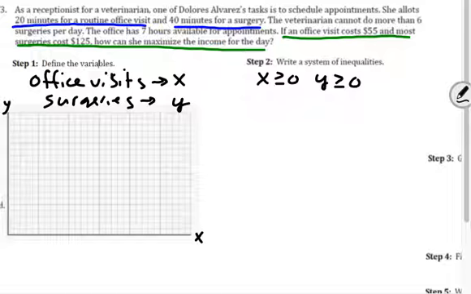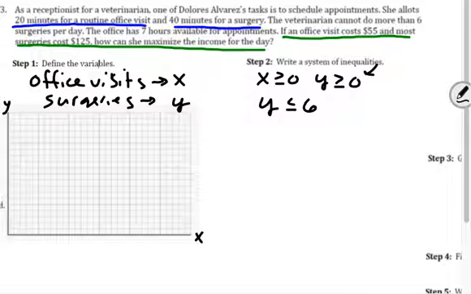The veterinarian cannot do more than 6 surgeries per day. So here's one for Y. I cannot do more than 6 surgeries per day. So Y has to be greater than or equal to 0, but it has to be less than or equal to 6. So we have a little window there.